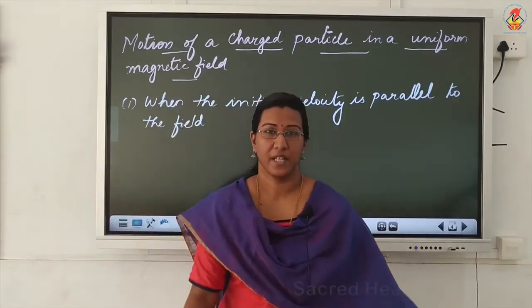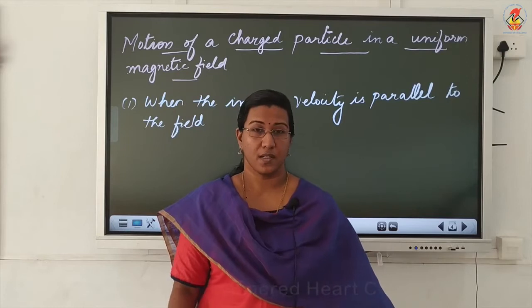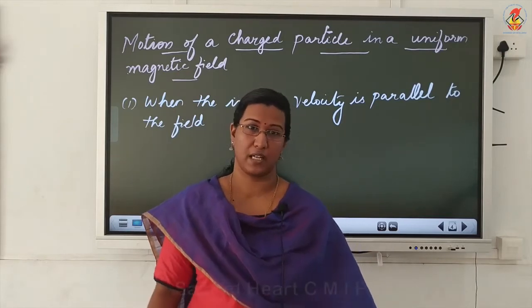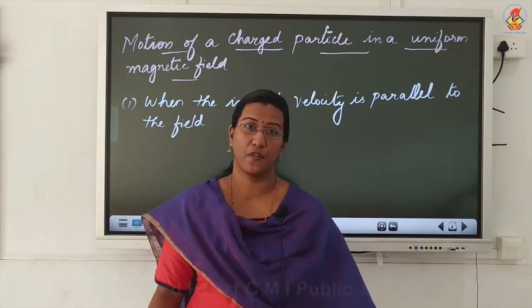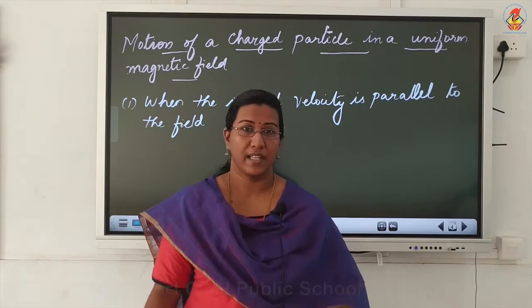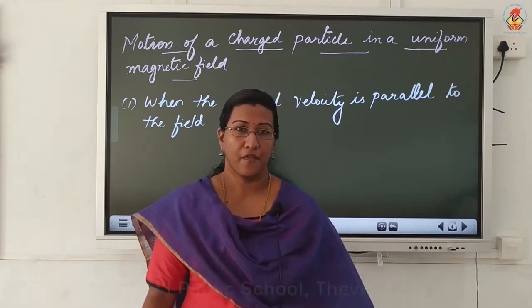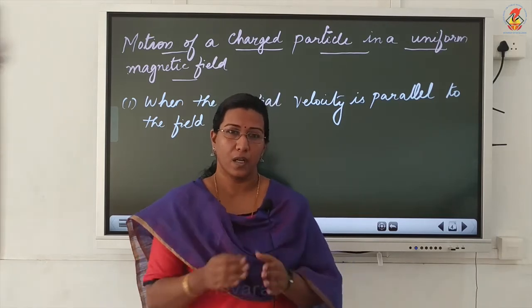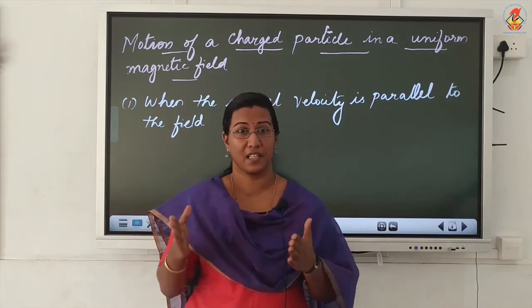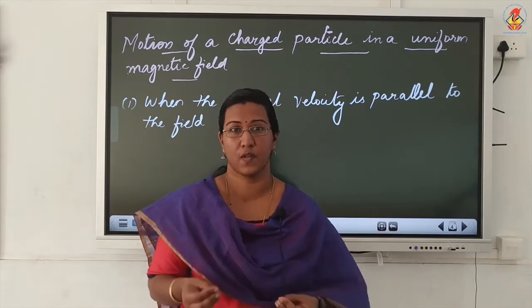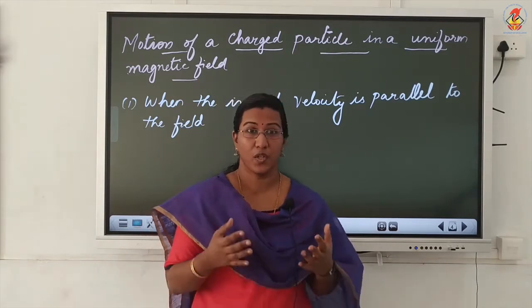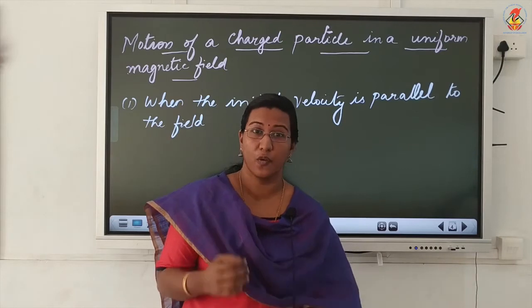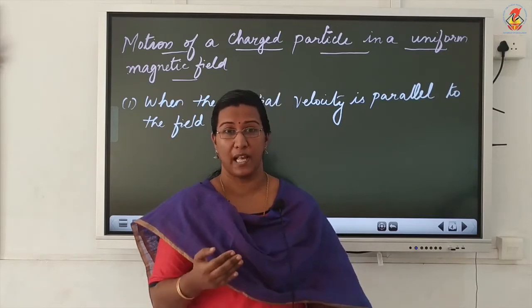Students, in the previous video we discussed the force experienced by a charged particle when it is placed in a uniform magnetic field. We derived the equation F = Q (V × B). So, whenever a charged particle moves in a magnetic field, it experiences a force. In this video, we are going to see what type of motion the particle executes after experiencing the force.